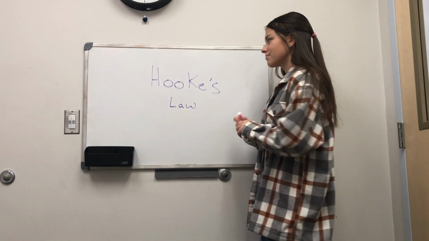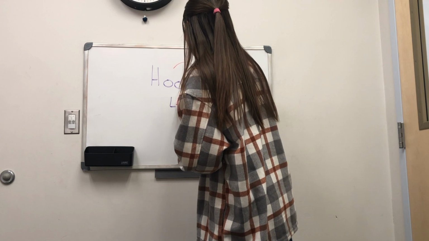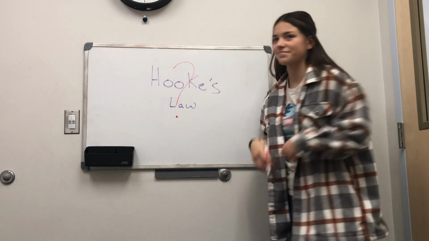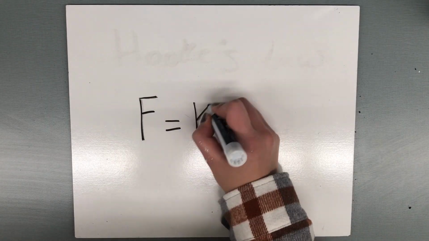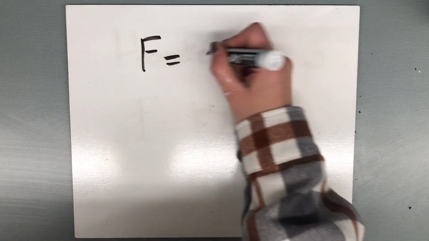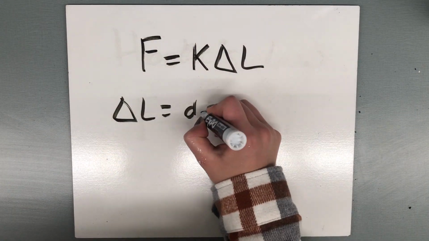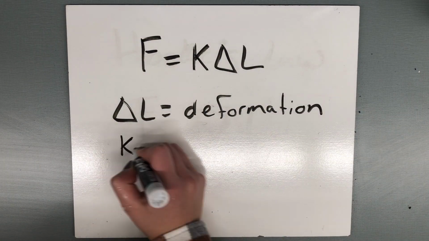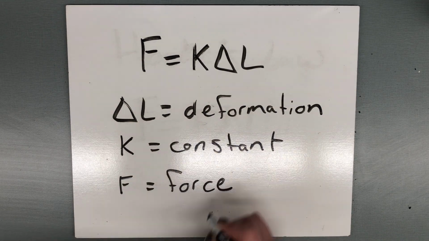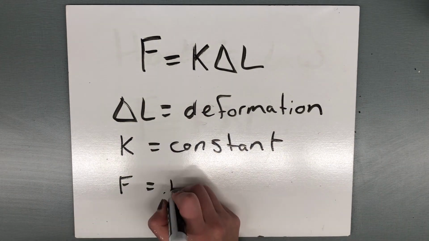Hooke's law. What is it? Hooke's law can be shown using the formula F equals K delta L, where delta L is the deformation, K is the constant, and F is the force, or the restoring force.